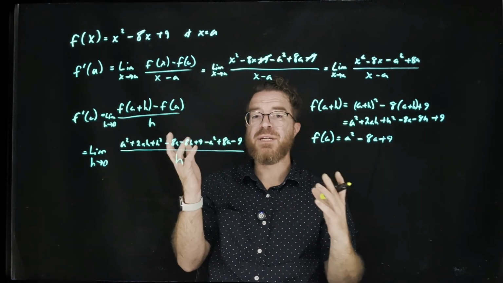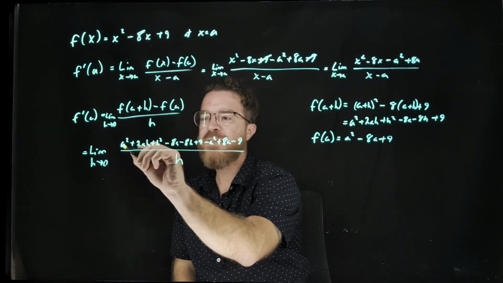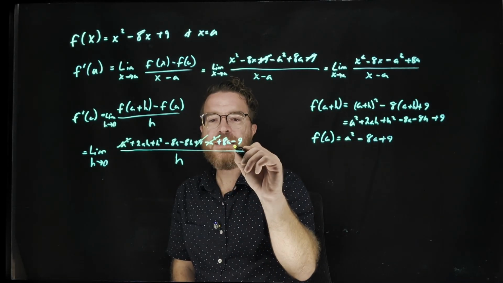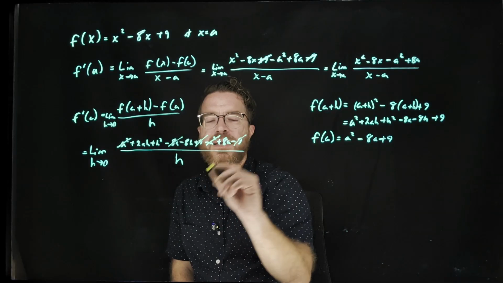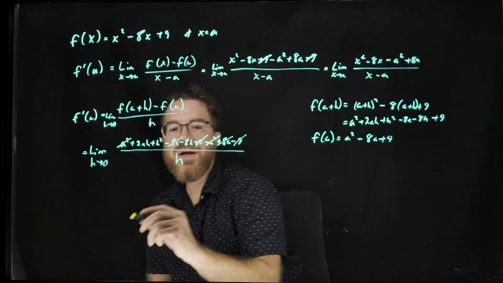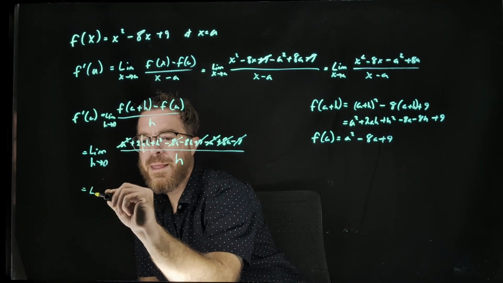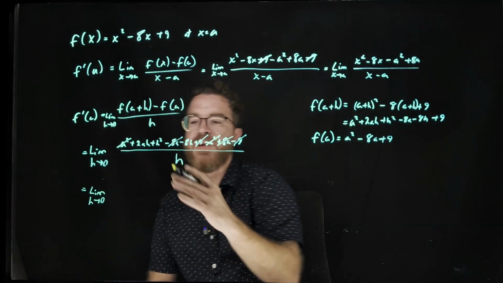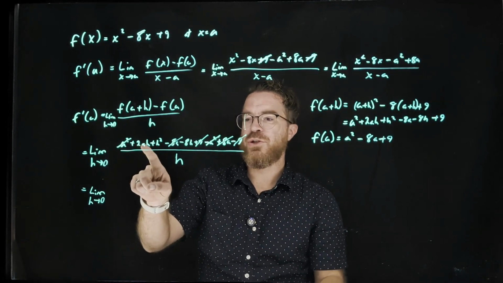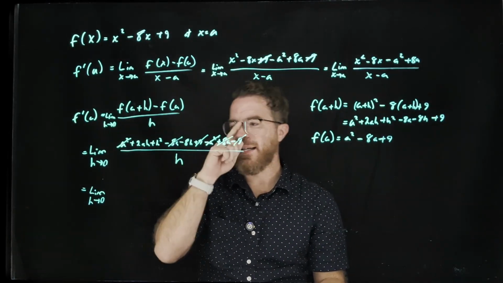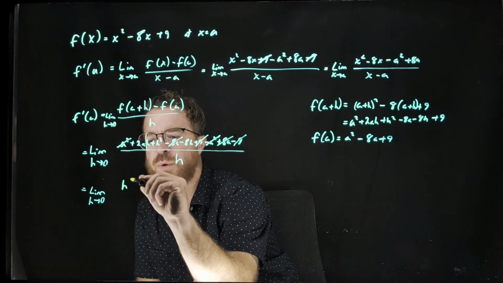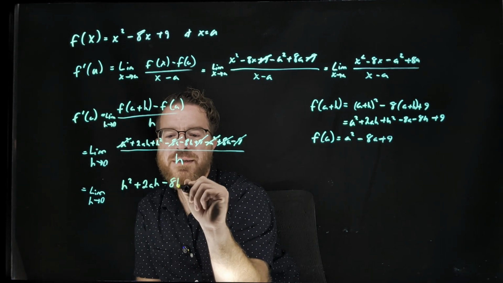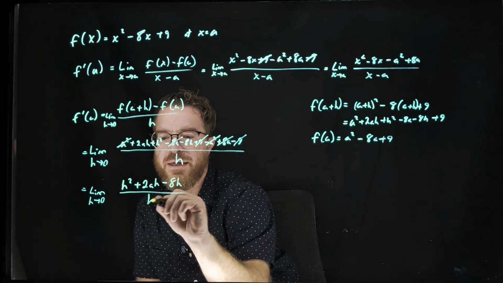And now let's see if we can do any cancellation. Well, we can, right? So we have a squared, we have minus a squared. We have 9, we have minus 9. We have minus 8a, we have plus 8a. So we are left with the limit as h goes to 0 of h squared plus 2ah minus 8h, divided by h.